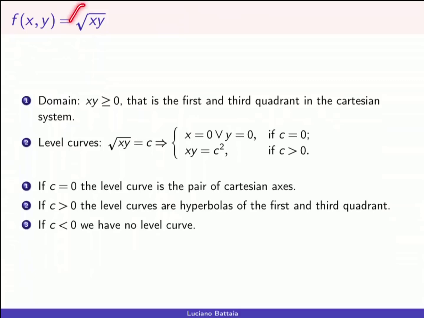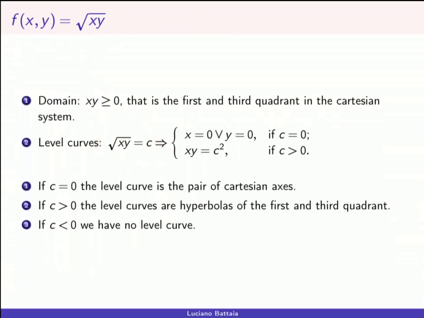Consider now the function f(x,y) equals square root of xy. The domain is xy greater than or equal to 0, that is the first and third quadrant. In the Cartesian system, we need both x and y positive or x and y negative in order to have the product positive. The level curves are defined by the usual condition.